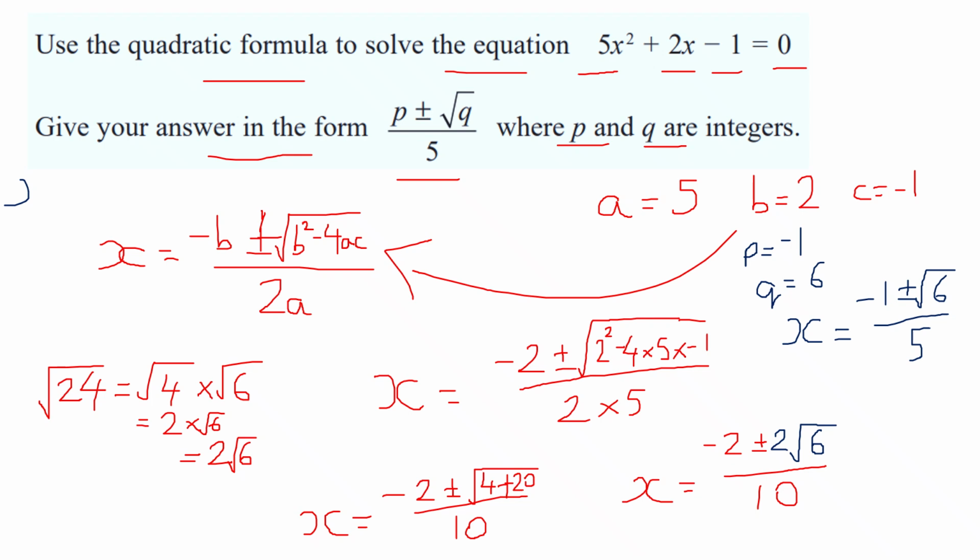So we have x equals minus 1 plus root 6 all over 5. And obviously the second solution would be, we'll call it x2, equals minus 1 minus root 6 all over 5. Hopefully that makes sense.